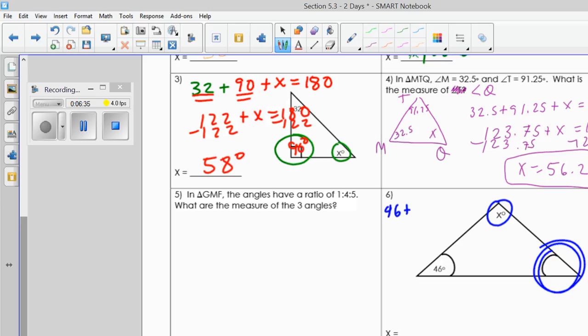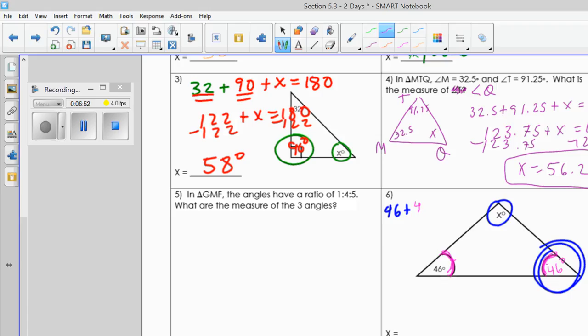Nothing's there. So if we remember from class the other day, you see these arcs? These arcs mean something. These arcs mean that our angles are congruent. They have the same measure. So if these arcs have the same marking, their degrees are the same. So this is going to be 46 also.